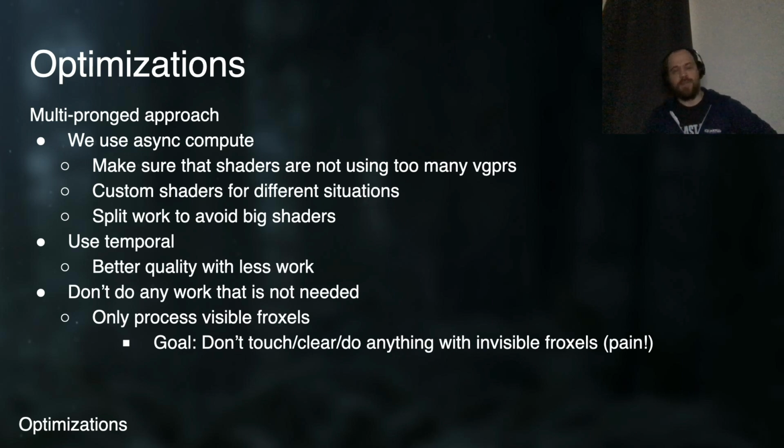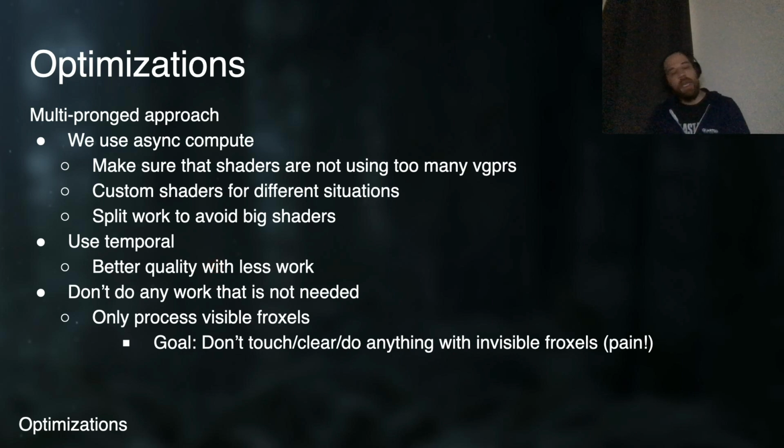So, a multi-pronged approach for optimization, of course. We want to use async compute. Obviously, we want to overlap this with geometry information, like Wronski proposed, or of course, what we do with compute jobs anyway. Custom shaders for different situations. We don't want to be paying extra register costs for things that we're not actually doing. We want to split work between multiple shaders to avoid big shaders, for better overlap.